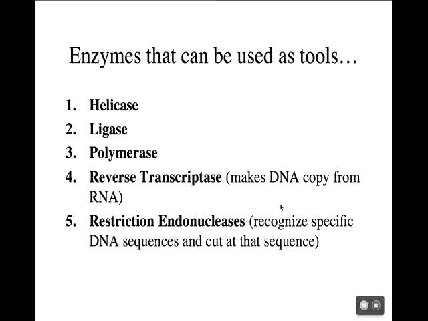A couple of new ones that we haven't talked about before. Reverse transcriptase. Reverse transcriptase makes a DNA copy from RNA. That's a very unusual property, a very unusual ability. The reason they call it reverse transcriptase, of course, is because it's doing the opposite of transcription. Transcription makes an RNA copy from DNA, but this enzyme, reverse transcriptase, makes a DNA copy from the RNA, so it's really an unusual enzyme.